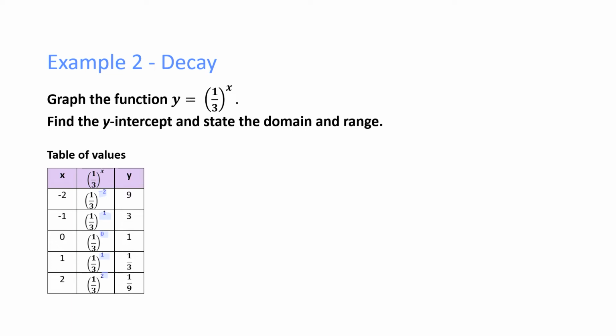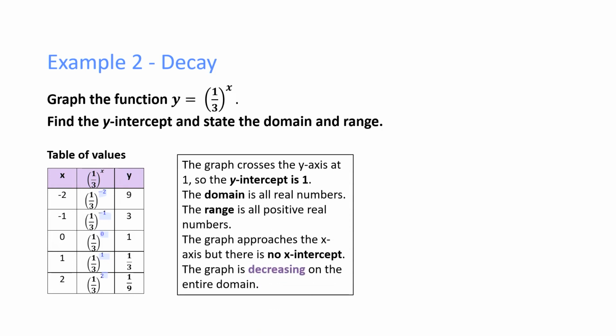1/3 to the power of -1 is 3. 1/3 to the power of 0 is 1. And 1/3 to the power of 1 is 1/3. And squared is 1/9. So what's happening with this particular function? The graph crosses the y-axis at 1, so the y-intercept is equal to 1.